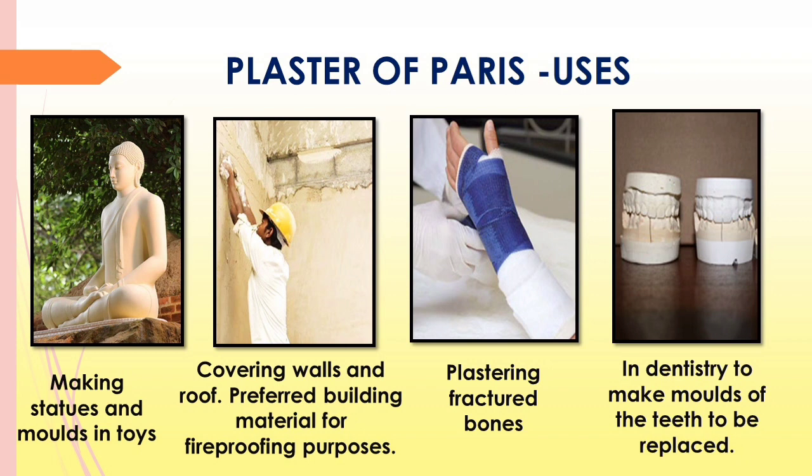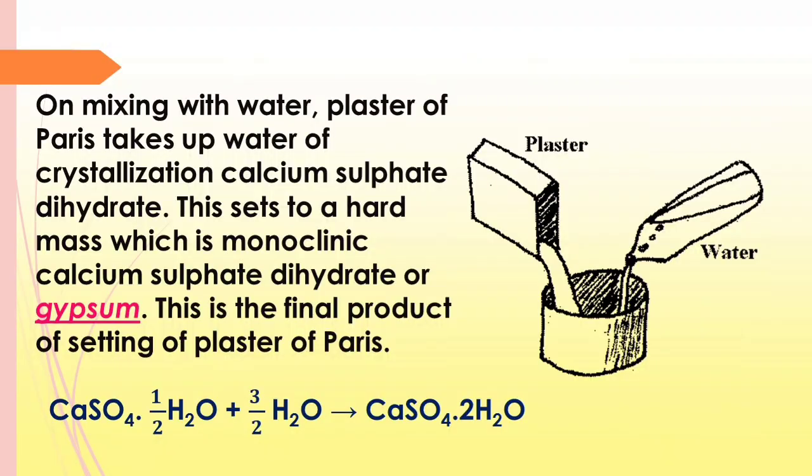It is also a preferred building material for fireproofing purposes. POP should be stored in moisture-proof container. This is because the presence of moisture will cause slow setting of POP, turning it into gypsum. This will make plaster of Paris useless after some time.